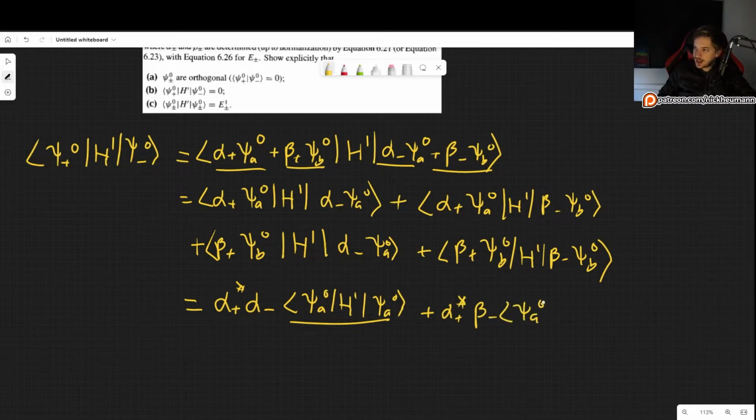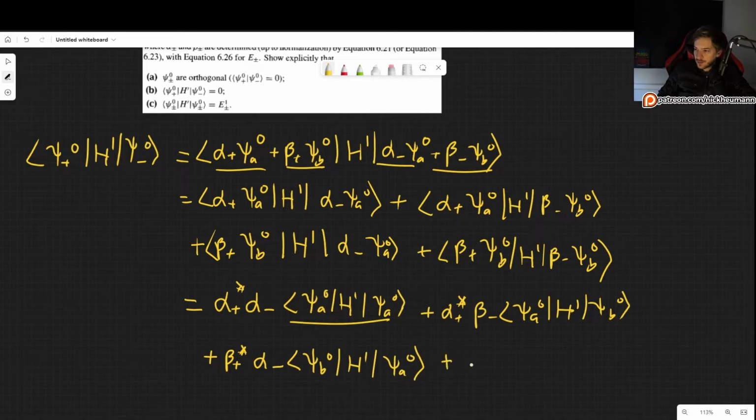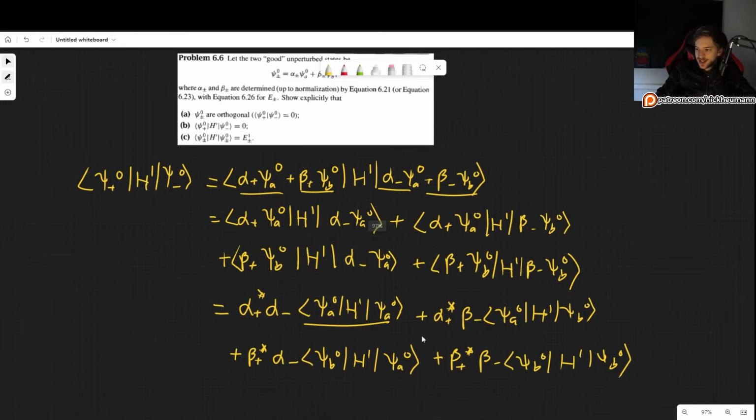Now this is ψA0, h prime, ψB0. But what is this thing? This is another thing that you should be able to recognize. I'm just going to continue to pull out my constants. So ψB of 0, h prime, ψA0, and then plus β plus conjugate β minus ψB0, h prime, and ψB0. Now, what is this thing?